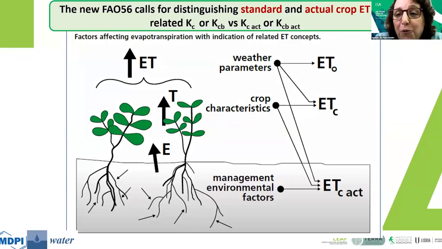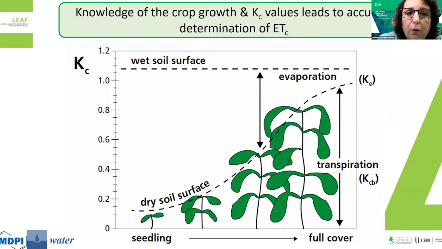So when we want to have good estimations of crop evapotranspiration, we have to focus on distinguishing standard and actual crop evapotranspiration, and the associated crop coefficients. When we have those environmental conditions affecting our crop, then we have the actual crop coefficient. We have to emphasize this a lot, because when we are in the field, we are always dealing with actual conditions of the crop. So when we want to use the crop coefficients, we have to know exactly how our crop will grow. Only if we know that information can we have good accuracy in the determination of the evapotranspiration.